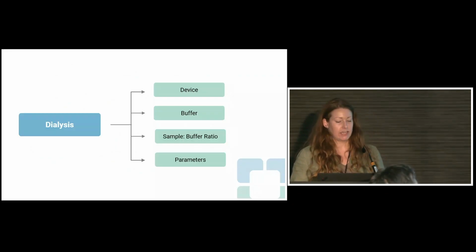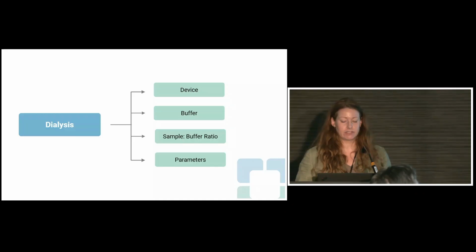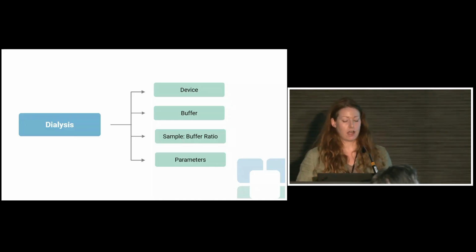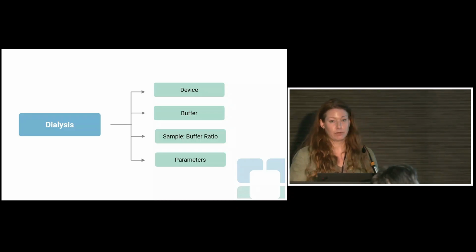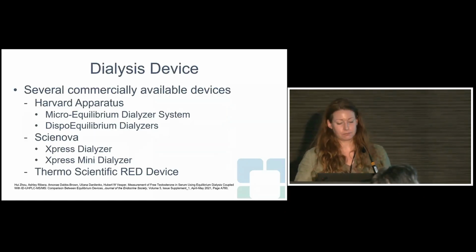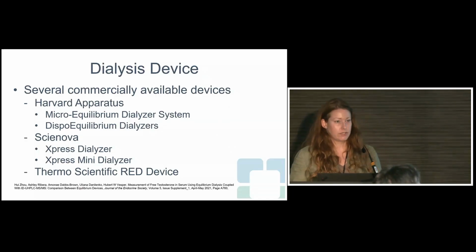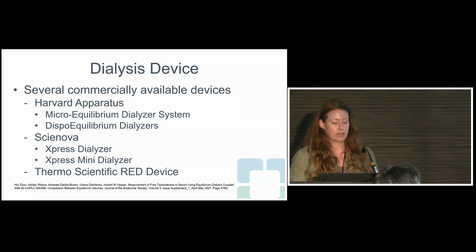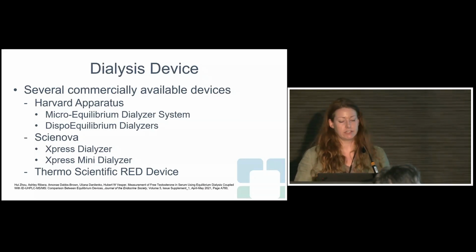So when we're looking at dialysis, we had several things to consider. What type of device are we going to use? What buffer? We learned that the sample to buffer ratio is critical, and there are also different dialysis parameters. So this was a publication made by the CDC where they evaluated several different dialysis devices.